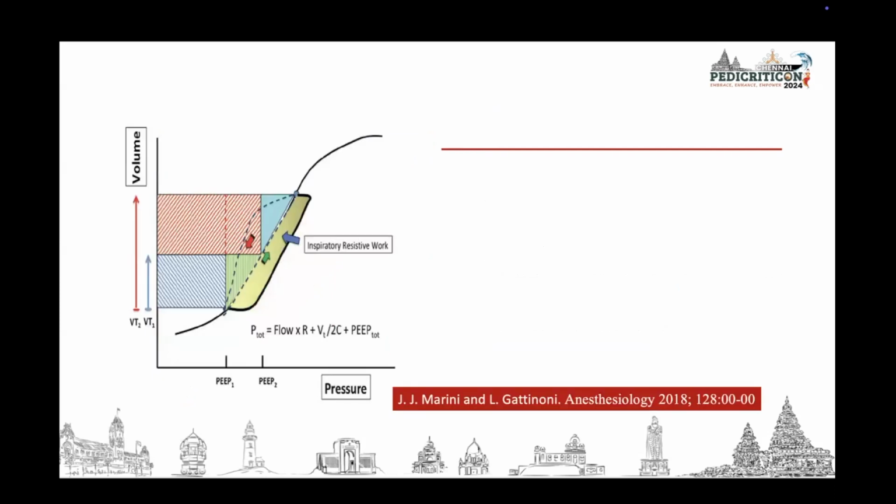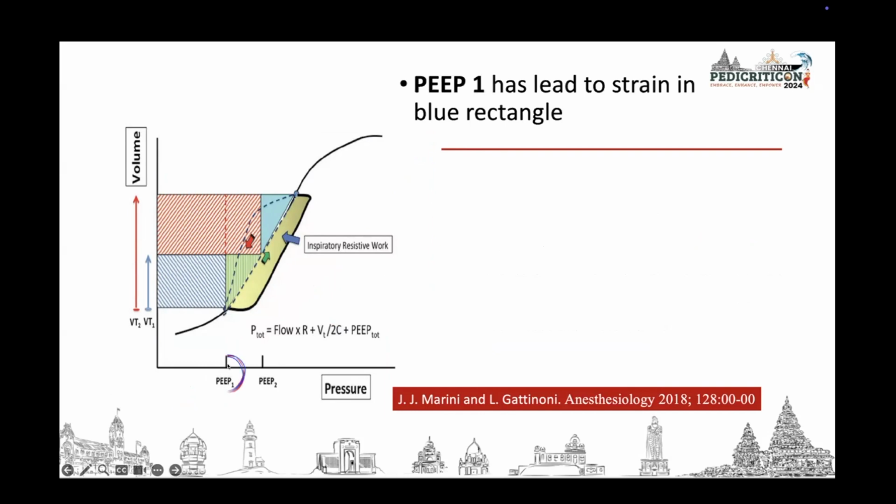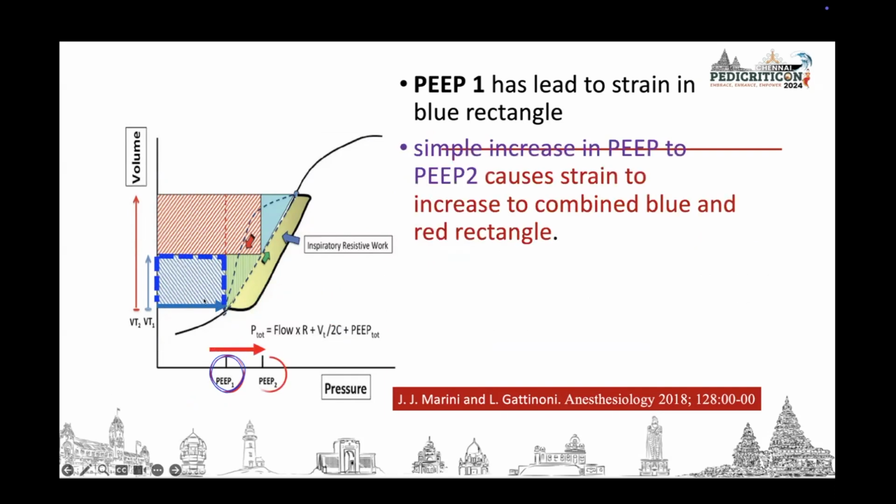And this was nicely explained by Marini et al. in 2018 by this illustration, whereby they showed that if you apply a certain PEEP like PEEP 1, you are basically introducing a certain strain in the system, which is explained here in a blue box. And when you increase the PEEP from PEEP 1 to PEEP 2, now the static strain due to the PEEP also increases, which is explained here in this red box.